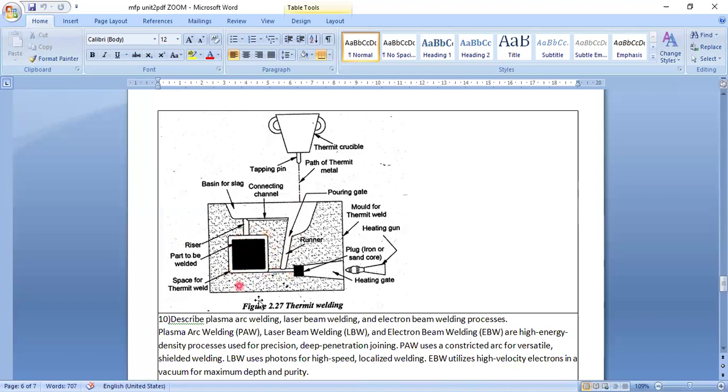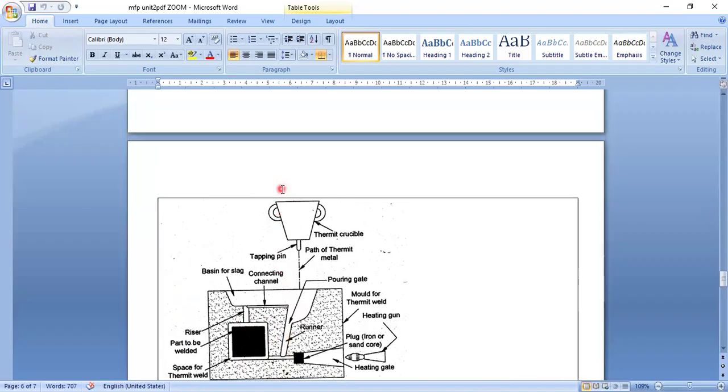This is the workpiece. Two workpieces are kept under the die. So metal comes and deposits here, so it is making the weld here. Generally, where no electricity is there, we make use of thermite welding, mainly for railways, where rails are to be joined.